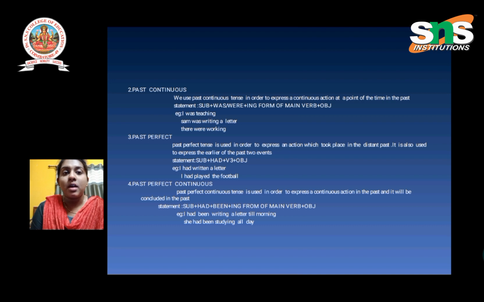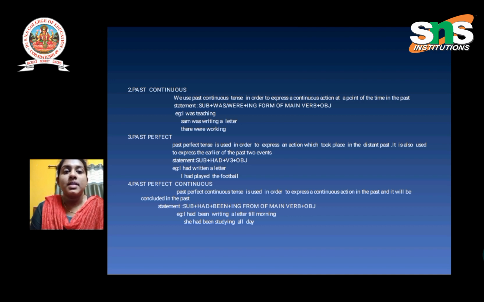And the third one is past perfect. Past perfect tense is used in order to express an action which took place in the distant past. It is also used to express the earlier of two past events. Statement: subject plus had plus V3 plus object. I had written a letter. I had played football.